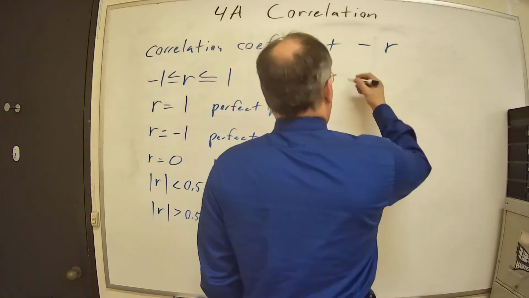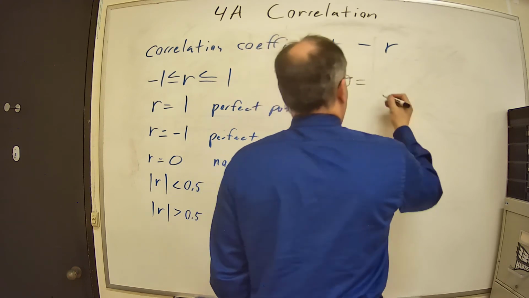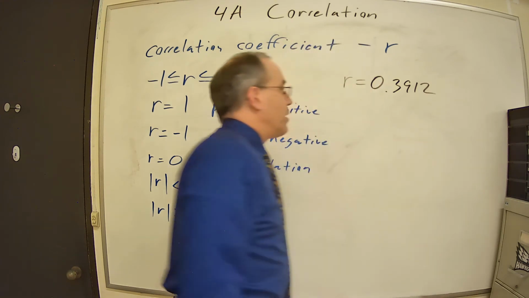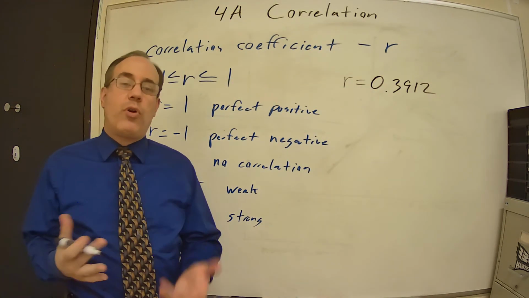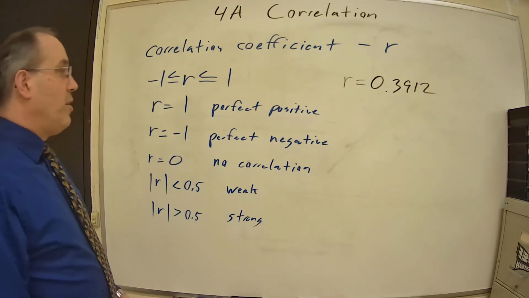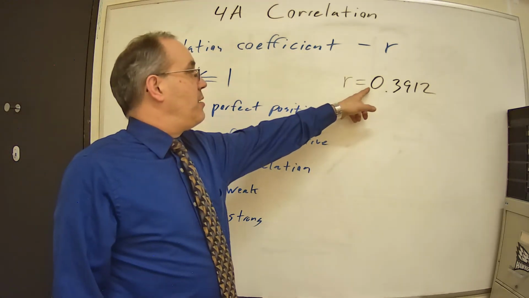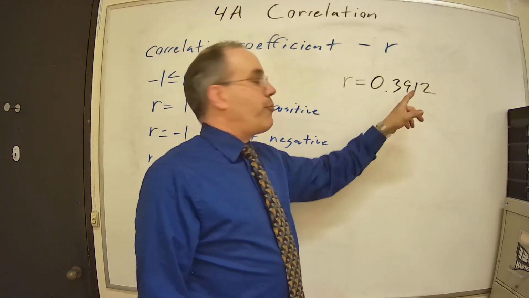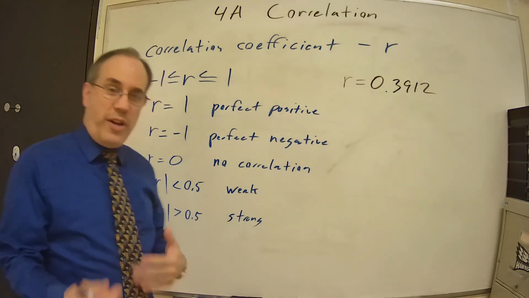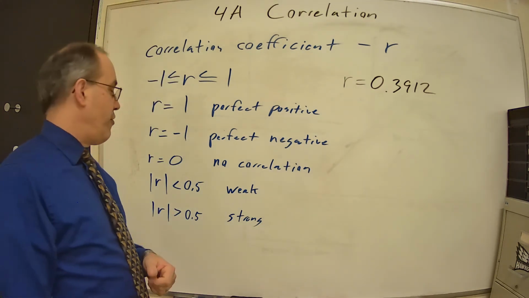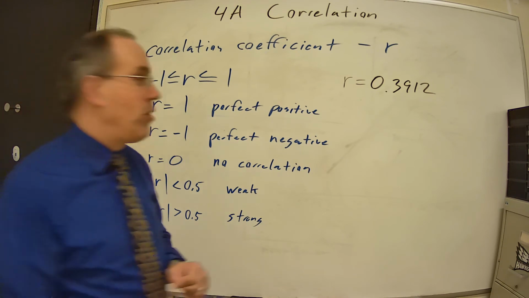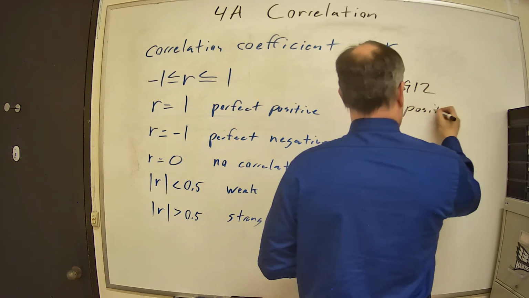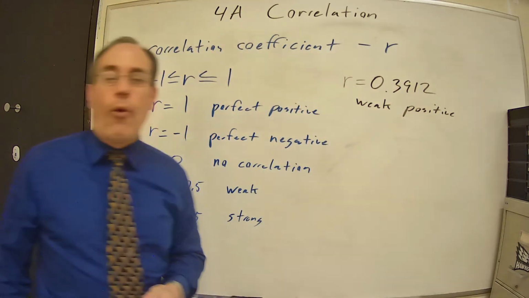So let's say I have r equal to 0.3912, and I want to determine what type of correlation I have. Well, I look at it and I go, okay, it's positive, so I have a positive correlation. And then I look at the number, 0.39. Okay, that's closer to 0 than it is to 1. It's less than 0.5. So therefore, I must have a weak positive correlation.